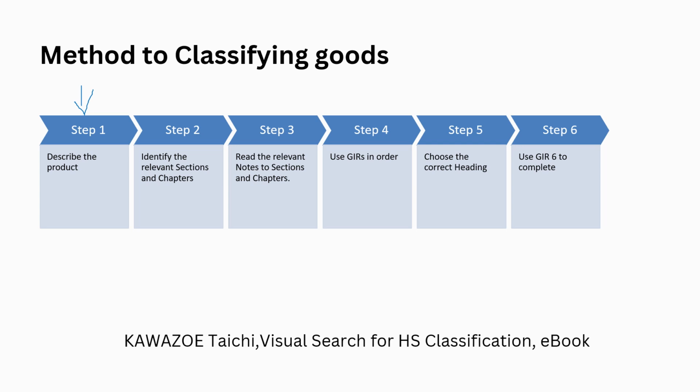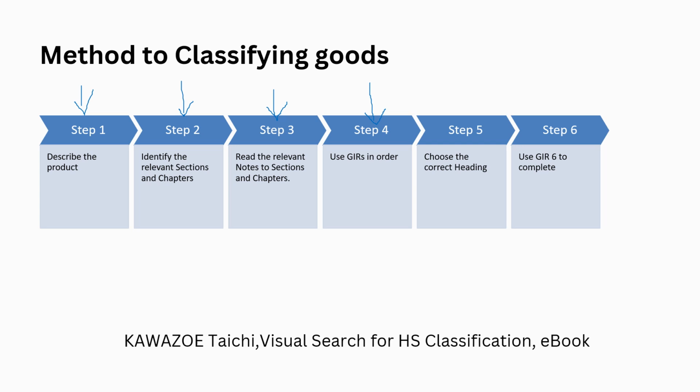Then you need to identify which are the relevant chapters and sections that will apply to that good, if it's more than one. If you have a mix of goods or components in your good, how many chapters and sections could apply to this good? Then you should be reading any notes that are available on your sections and chapters to that specific good. Then you should move on into using the GR rules. What are the GR rules?